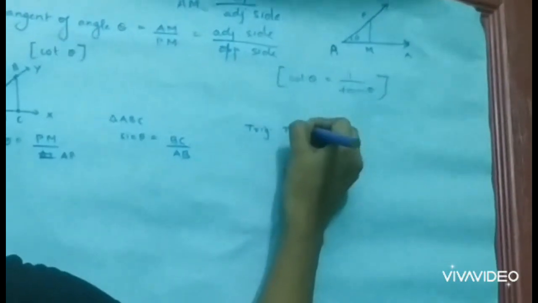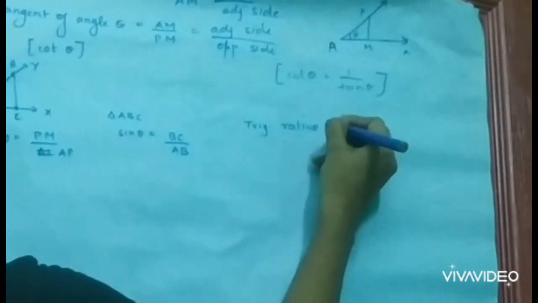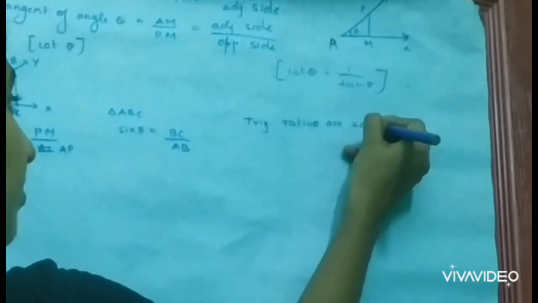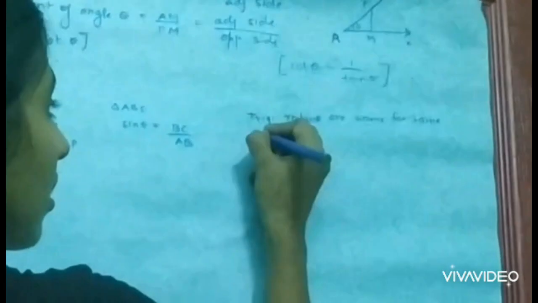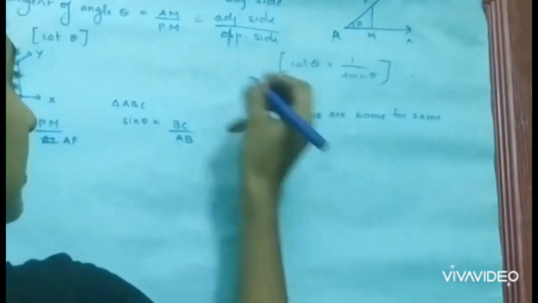Trigonometric ratios are the same for the same angles. This is a theorem.